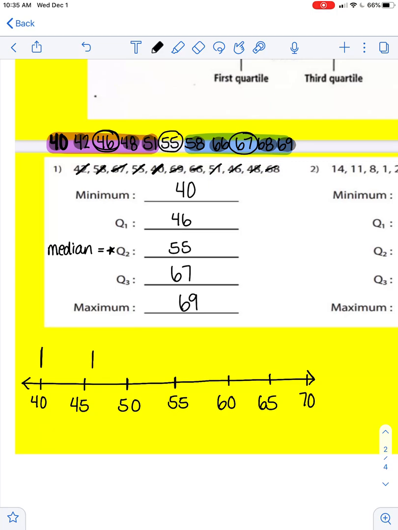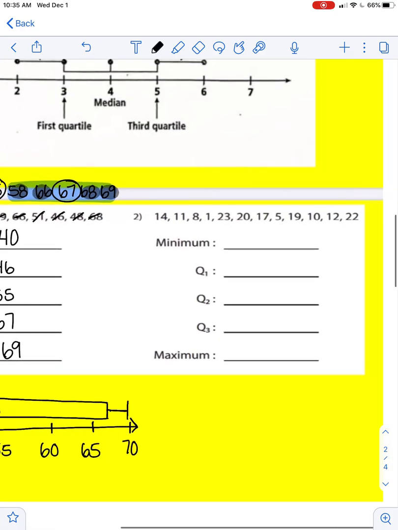Okay, so my minimum right here is 40. My quartile 1 is going to be 46. My median is right here at 55. My quartile 3 is about right here at 67. And my maximum is at 69. So these 3 middle lines are going to come together to make the box for the box and whisker plot. And then we are going to draw these 2 lines right here to get your whiskers. Okay? So that is what it will look like. So all you're doing is taking those numbers we found and putting them into that number line.